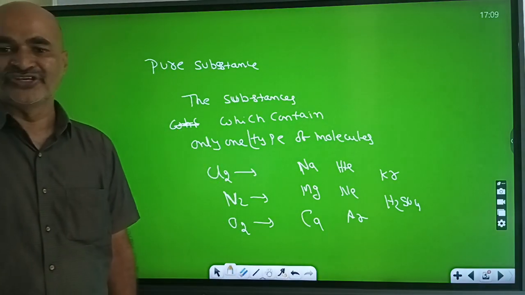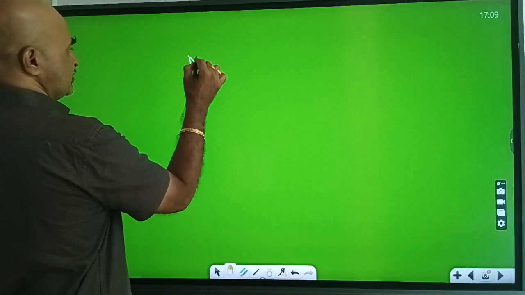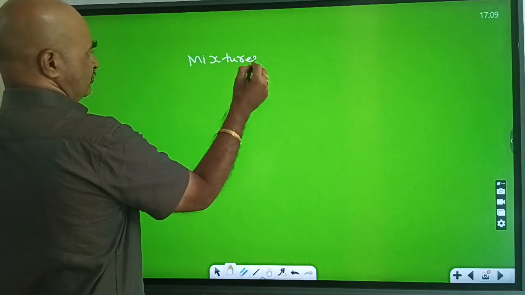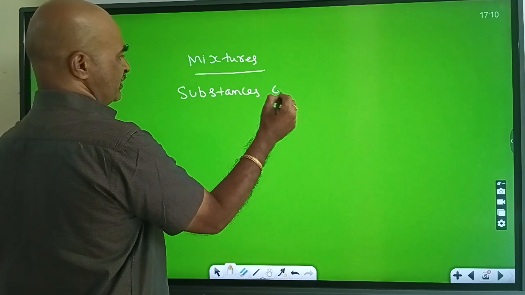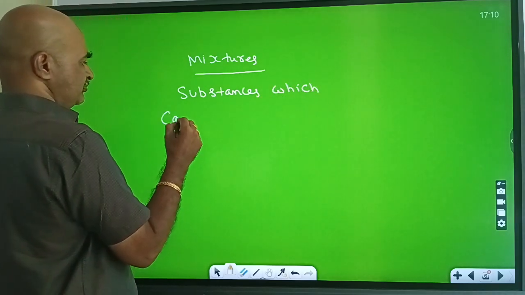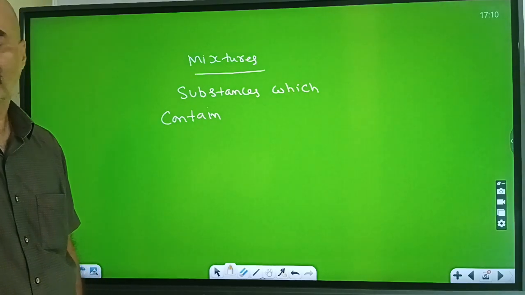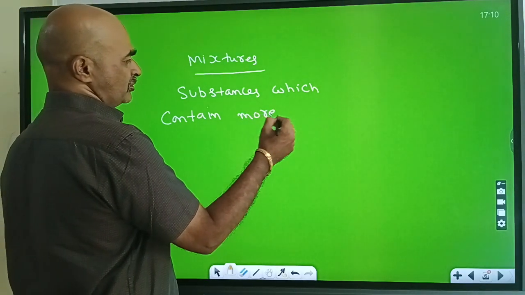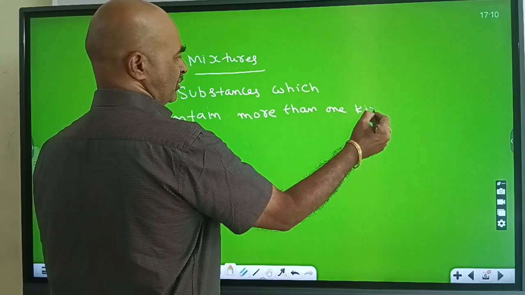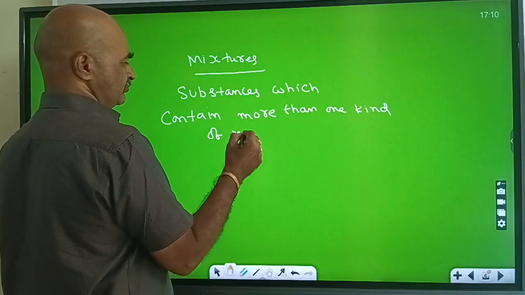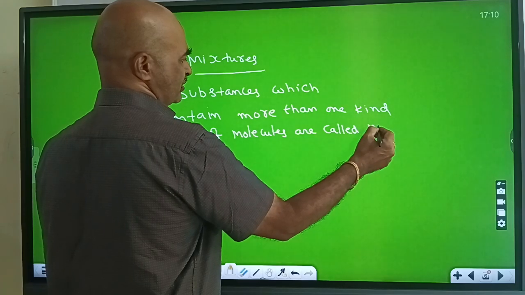Next, mixtures. Substances which contain more than one kind of molecules are called mixtures.